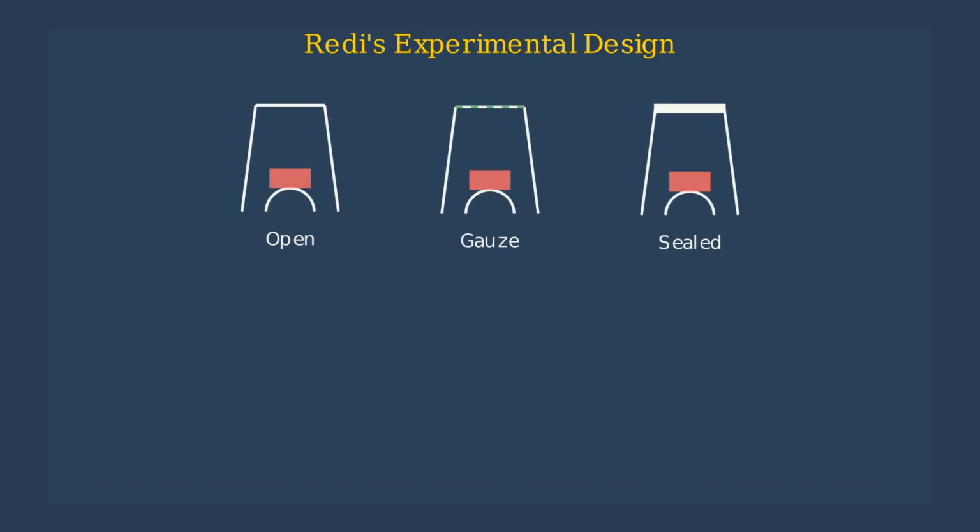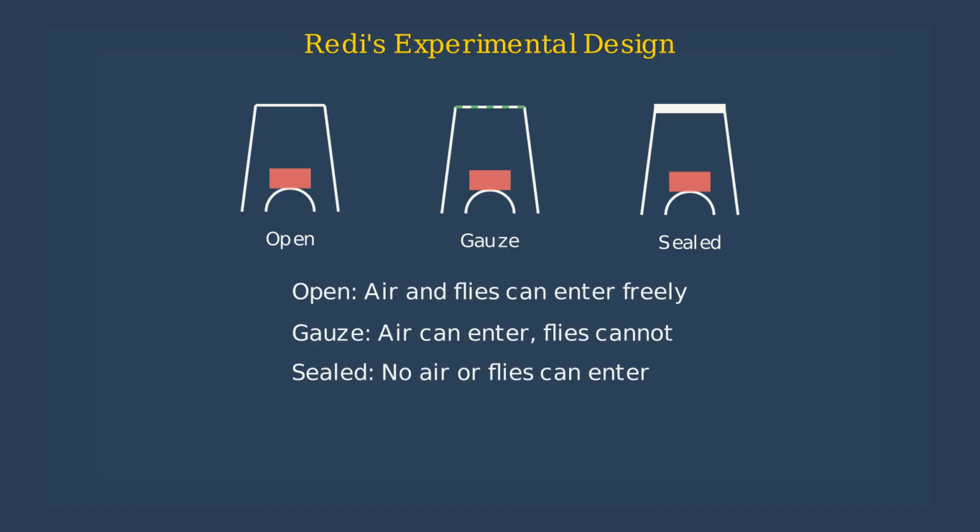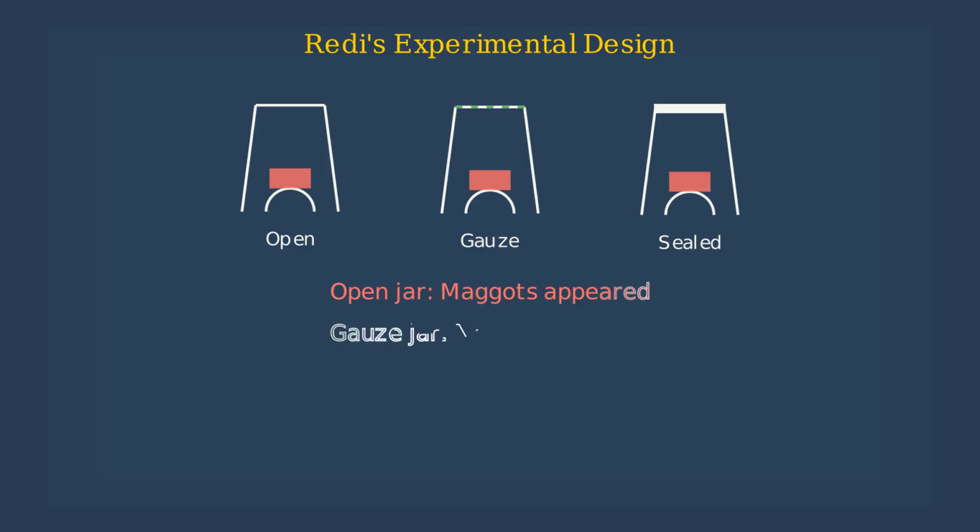Redi designed a simple but elegant experiment. He placed pieces of meat in 3 identical jars with different coverings. One jar was left completely open to the air. A second jar was covered with fine gauze, allowing air to enter but preventing flies, and a third jar was completely sealed. After several days, Redi observed that maggots appeared only in the open jar where flies could freely enter and lay eggs. No maggots appeared in the gauze-covered or sealed jars.